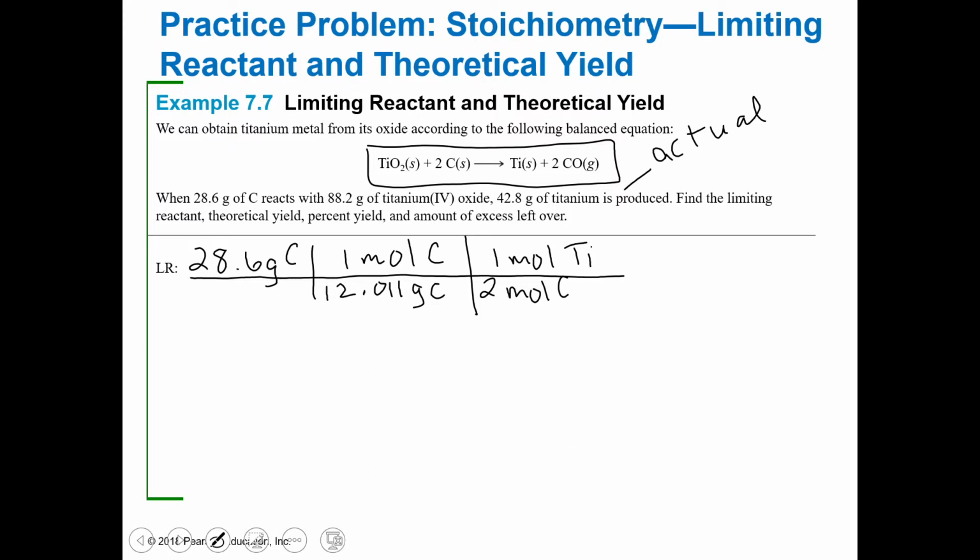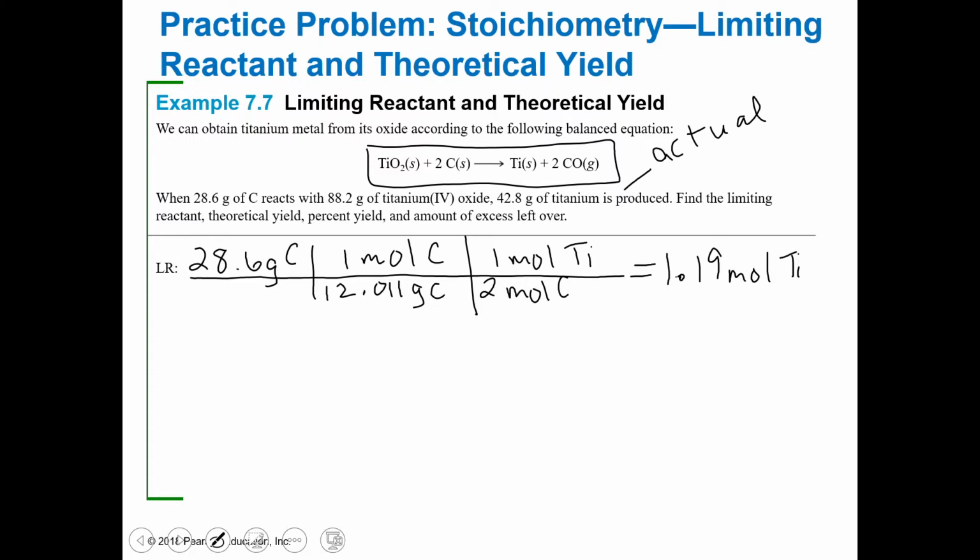Then I'm going to just stop here, just to remember, we're going to stop at moles just to make it one step easy. And then whatever our final lowest amount is, we'll convert those moles to titanium grams. So 28.6 divided by 12.011 multiplied by 2, and I get 1.19 moles of titanium.